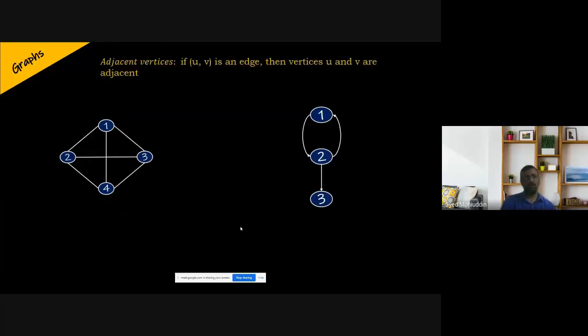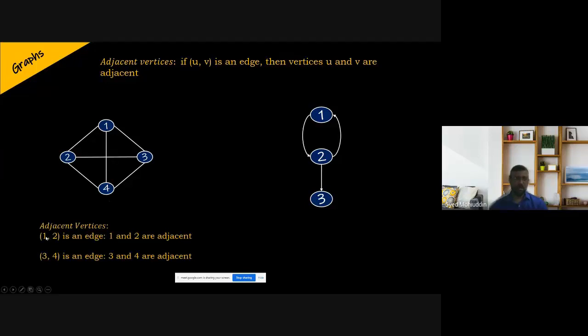Now let us look at a few more definitions. If we have an edge from some vertex u to vertex v, then we say that vertices u and v are adjacent. So in this case, on the left side, 1 and 2 is an edge, so vertices 1 and 2 are adjacent. 3 and 4 is an edge, so vertices 3 and 4 are adjacent.